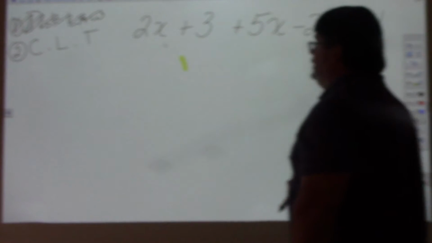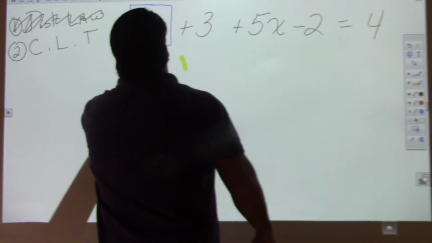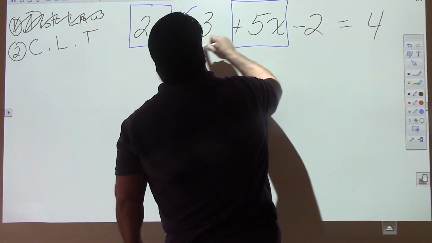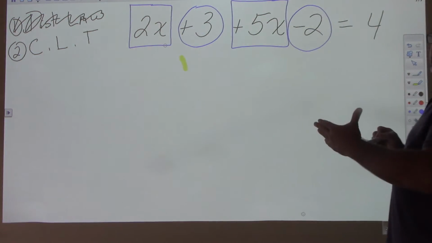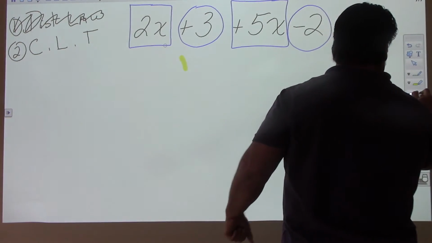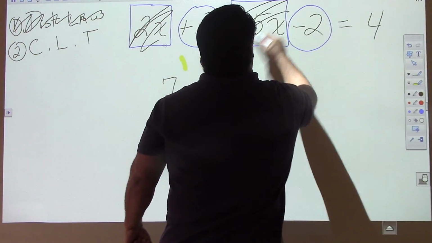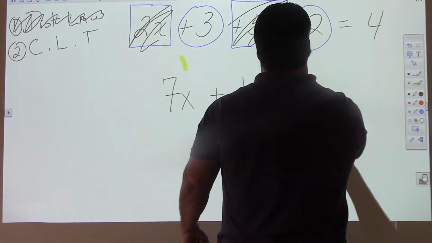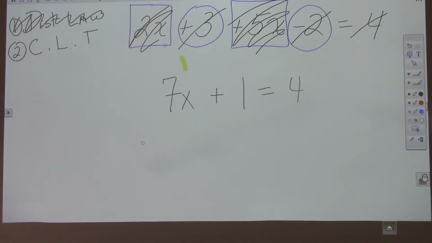So read from left to right, and I'll take my handy dandy blue marker, and I'm gonna put a square around this guy. Is there any more X terms? Right here. So I put a square around that one. And then I go through and I put a circle around this one, and I put a circle around this one. Because what am I doing? I'm going through and I'm picking out like terms. 2x plus 5x is 7x. And as soon as I do that, I cancel it out. And 3 minus 2 is 1, is equal to 4. Oh, that's easy. Yep.